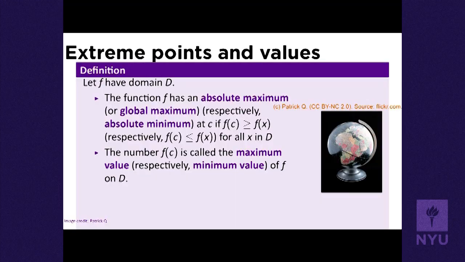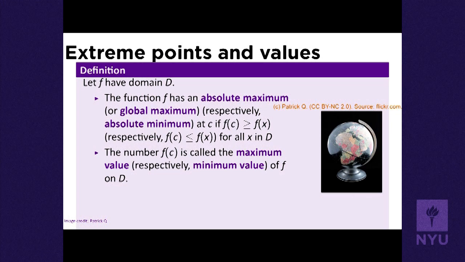That number, that output f of c, that's called the max value of the function over the domain D. And if you're doing minimums, then you call it the minimum value. So we try to keep these things distinct, the point at which the function achieves its maximum and the maximum that comes out of the function. So the first point, the thing that we plug in to make the function achieve its maximum value, that's called the maximum, or sometimes maximum point.